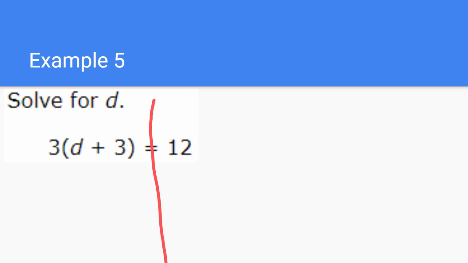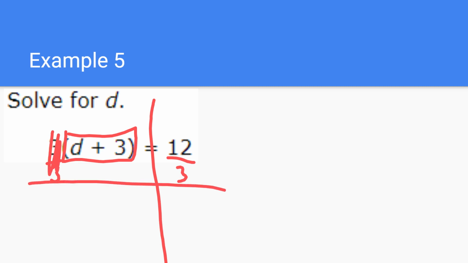Draw my river, box up my variable. I'm left with 3 times. So instead, I'm going to divide. So divide both sides by 3. These 3's right here are going to cancel out. And then 12 divided by 3 is going to give me 4. So now I can bring down what I boxed up.